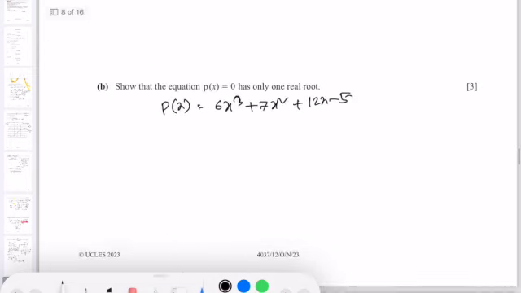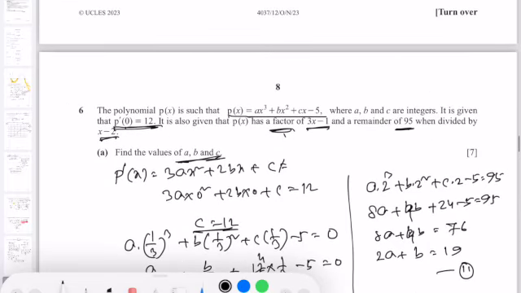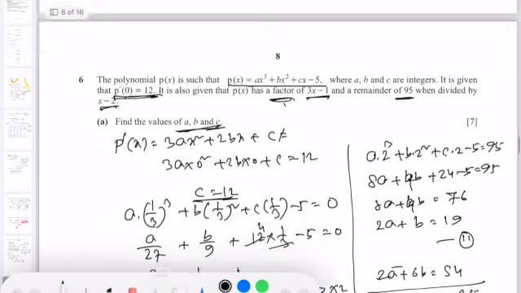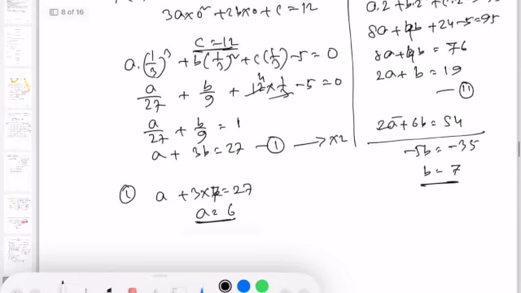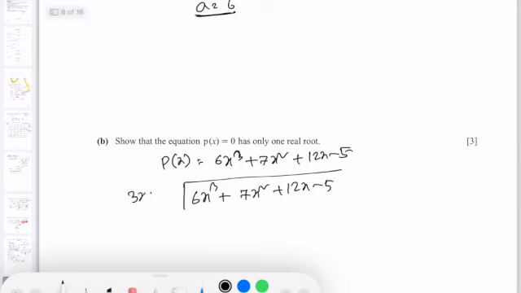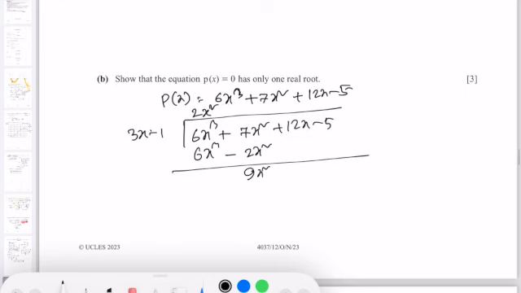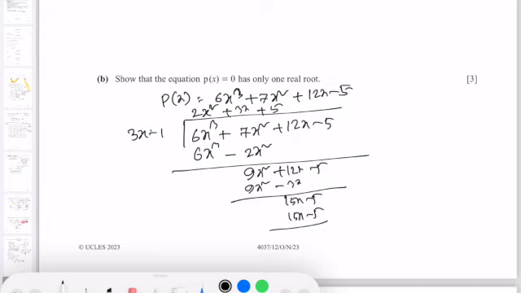So we can factorize this one. We can use long division or synthetic division, or any other methods. So we can divide by 3x minus 1. Let me put here 2x square, so it becomes 6x cube minus 2x square. If we subtract that, it will be 9x square plus 12x minus 5. Now we can write plus 3x, so it becomes 9x square minus 3x, so 15x minus 5, plus 5, that is 15x minus 5. One factor is 3x minus 1, the other factor is 2x square plus 3x plus 5 equals 0.